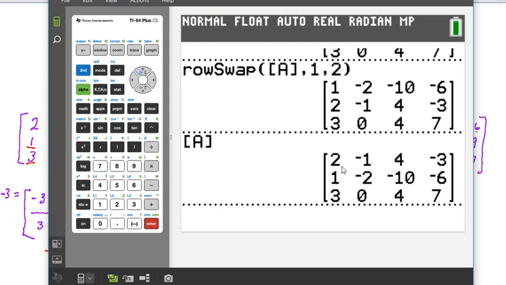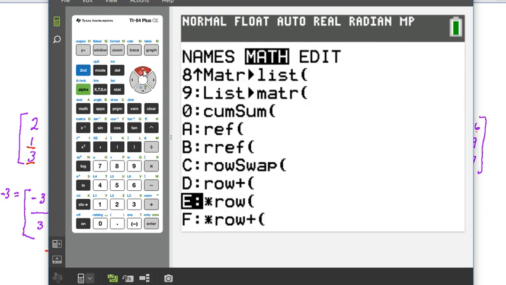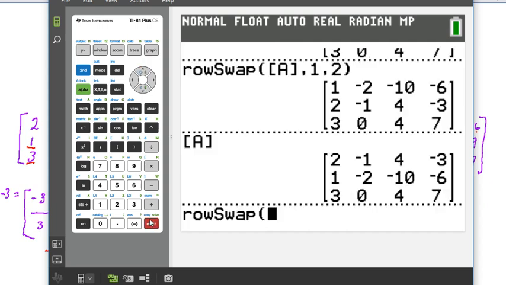The rows aren't swapped. So what you have to remember to do is we want to store our operation. After we're done, we have to store it back into matrix A. So it's going to look something like this. Second matrix, we're going to come over here and we're going to go swap. That's matrix A.